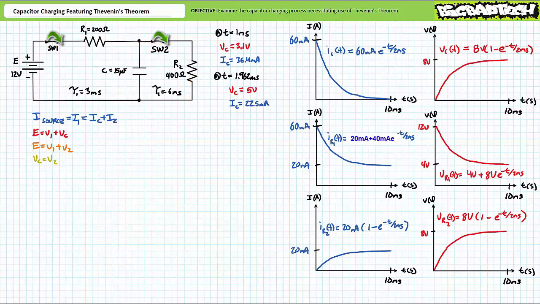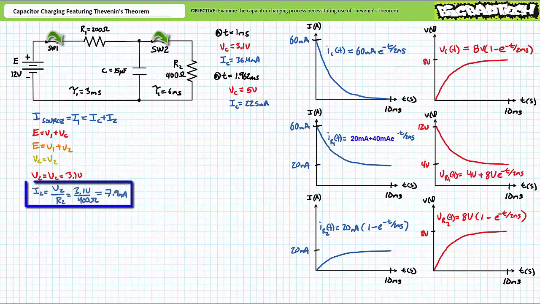These analyses imply that the capacitor and R2 are in parallel with one another, and the instantaneous voltage across them will be the same. We happen to know at t equals 1 millisecond, the voltage across the capacitor is 3.1 volts. This is yet another known piece of a larger puzzle. This implies at t equals 1 millisecond, V2 also equals 3.1 volts. An application of Ohm's law demonstrates that R2 will draw roughly 7.9 milliamperes of current.